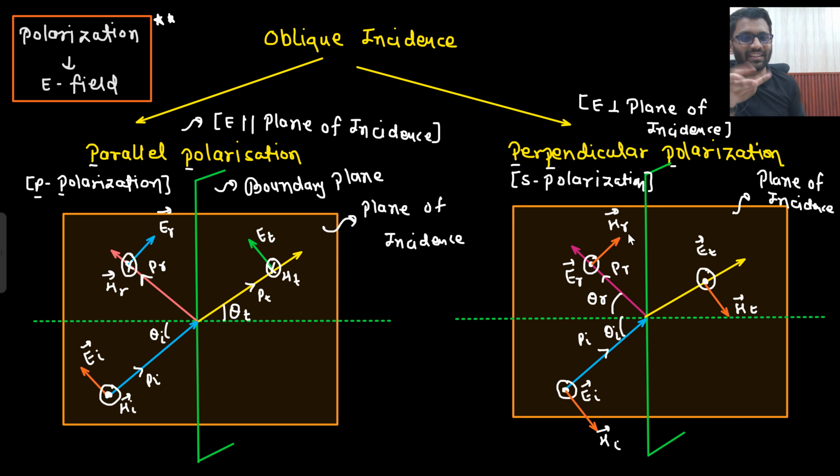That's why it is P polarization, and the other one would be S polarization. This is how I remember: parallel polarization, P. Here, perpendicular polarization, S. So this is how you can remember.